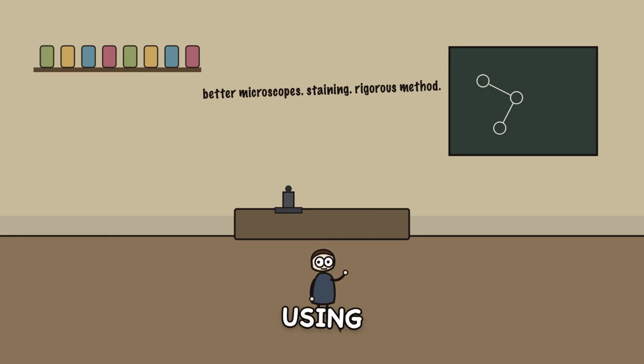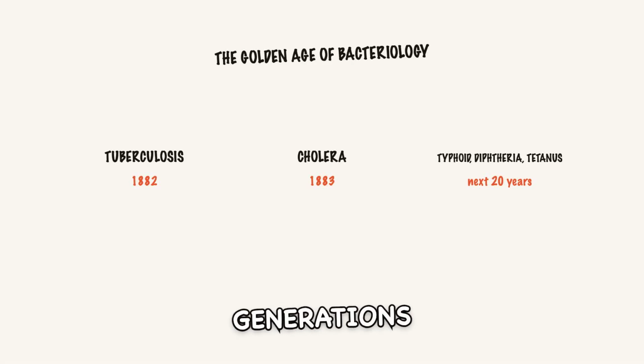a doctor. Using improved microscopes, new staining techniques to make bacteria visible, and rigorous, careful laboratory method, Koch identified the exact bacterium responsible for tuberculosis in 1882, then cholera in 1883, diseases that had killed millions across Britain for generations.